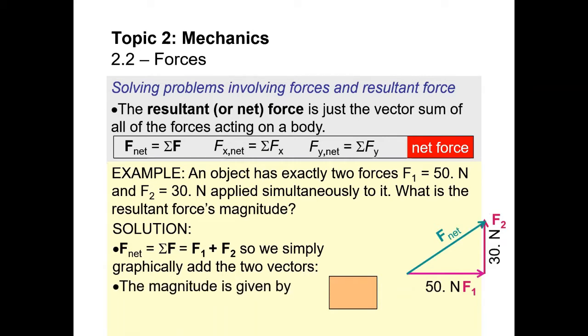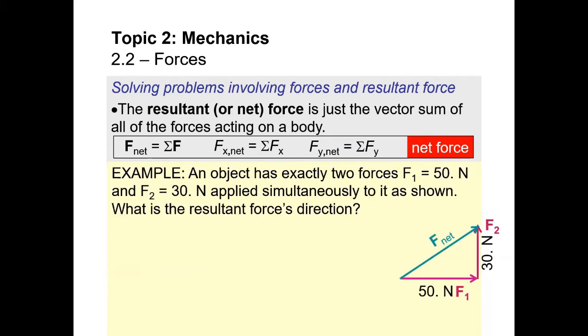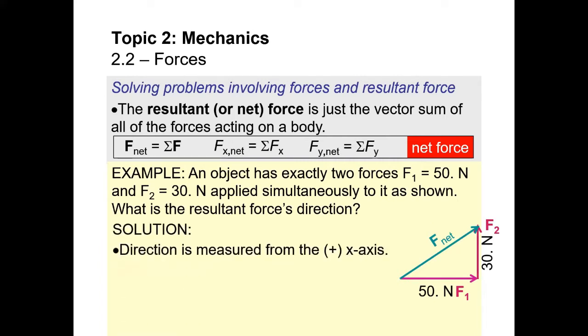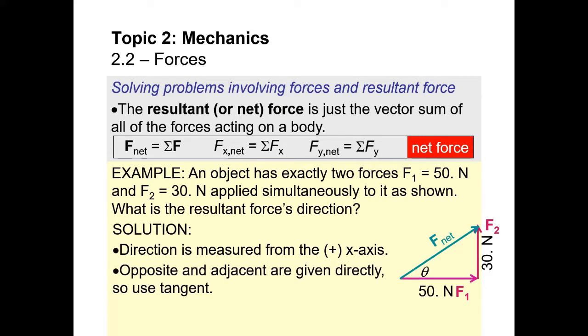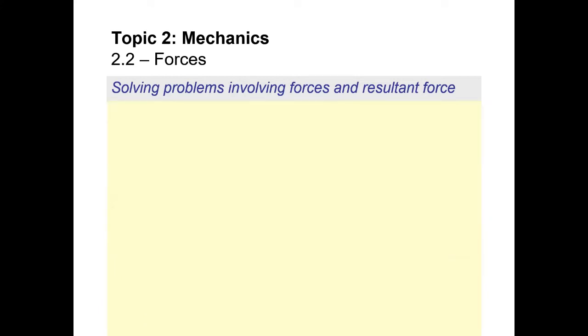Magnitude is given by the Pythagorean theorem. F net squared equals 50 squared plus 30 squared, and F net equals 58 newtons. That is the resultant force's magnitude. What is the resultant force's direction? Direction is measured from the positive x-axis. Opposite and adjacent are given directly, so use tangent. Tan theta equals opposite over adjacent. Opposite is 30 newtons, adjacent is 50 newtons. So 30 over 50 equals 0.6, and theta equals inverse tangent, which gives us 31 degrees.